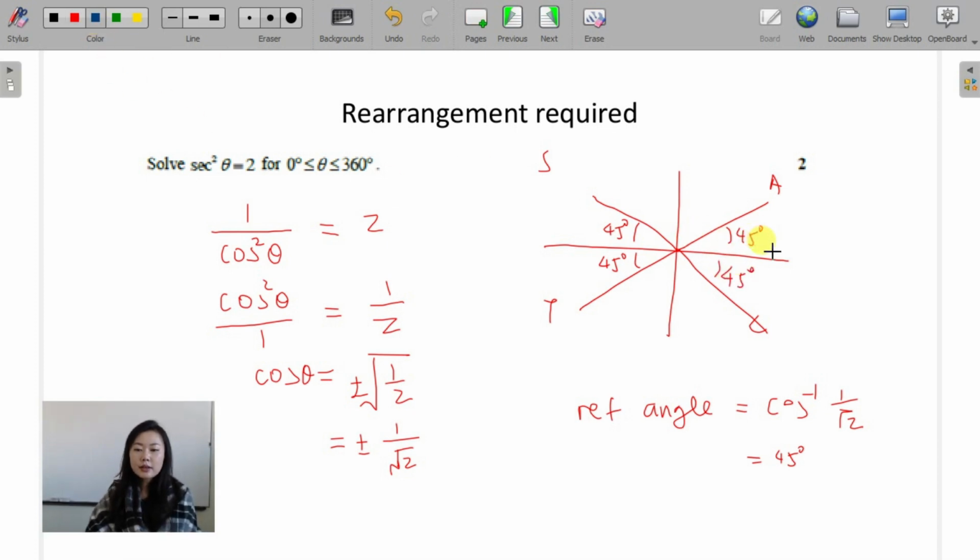All right, so I'm just going to manually show you first. The first answer is 45. The second answer is 180 minus 45. Third answer, 180 plus 45. Fourth answer, I'll do it on the inside. You have to go right around the circle, get into the fourth quadrant, 360 minus 45. Okay, so let's write that out.